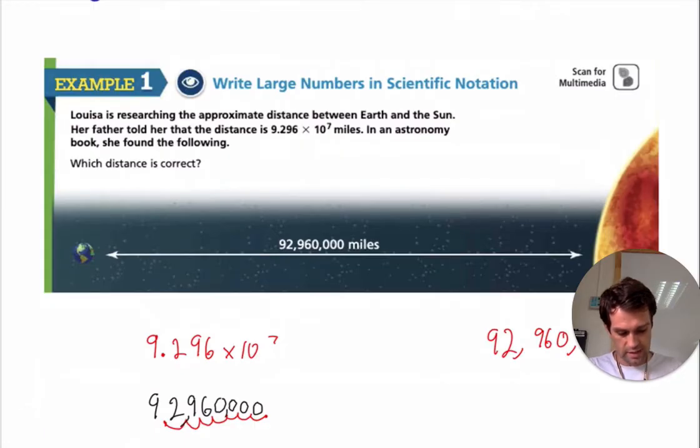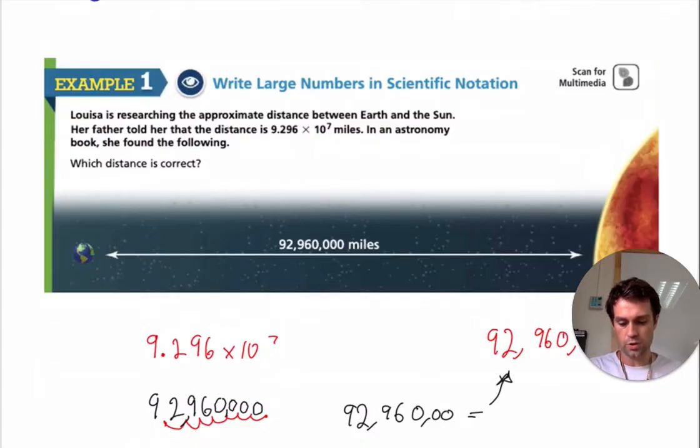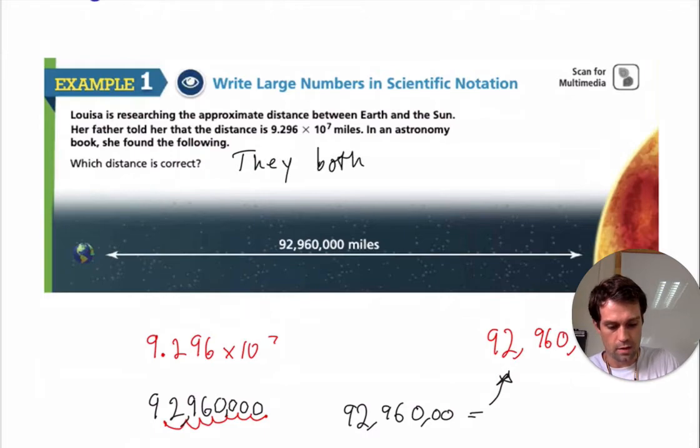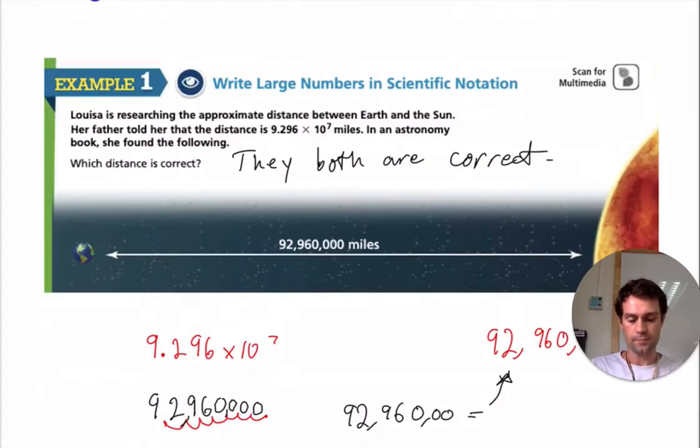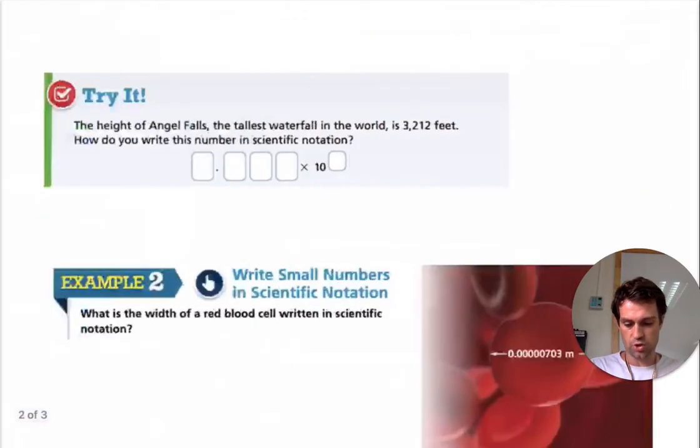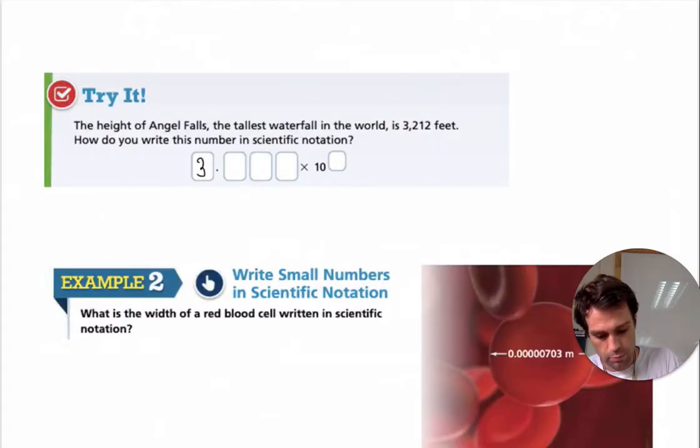So we can see that 92,960,000 is the same as what's in the astronomy book. So who is correct? They both are correct. All right, so you can go ahead and try this one on your own. So it should be 3.212 times 10 to the power of 123.